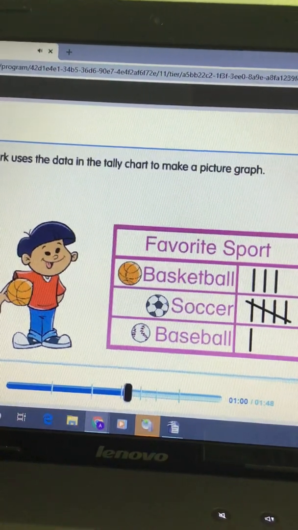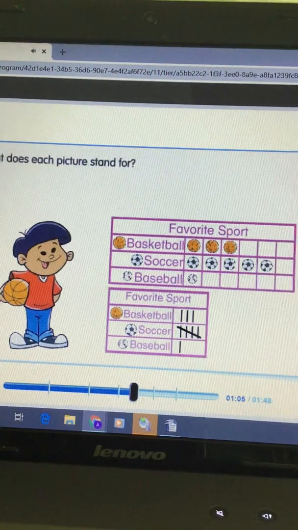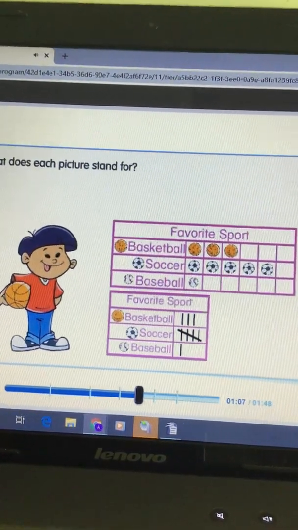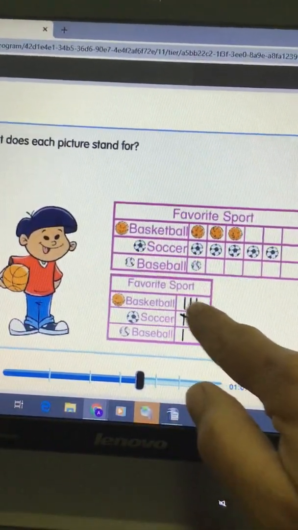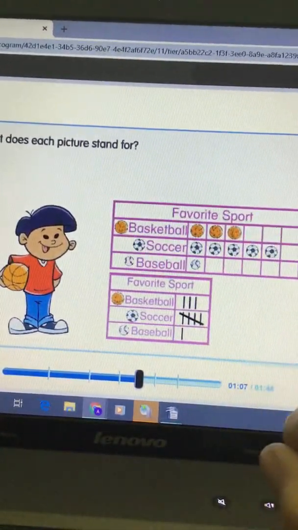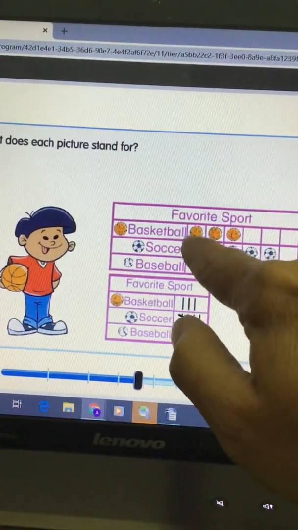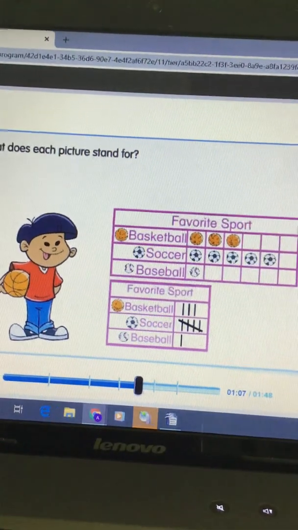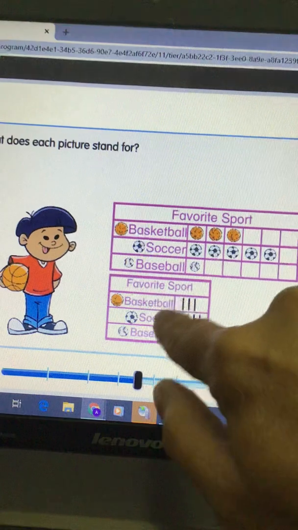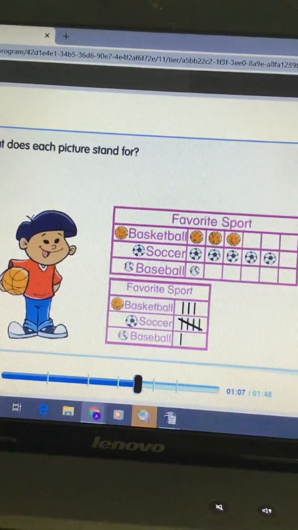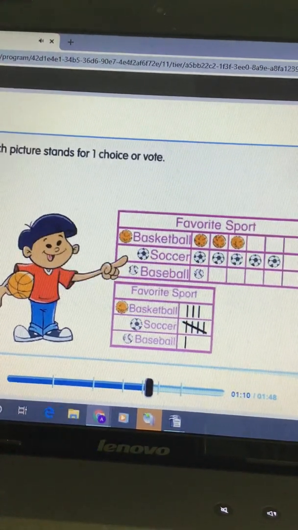Mark uses the data in the tally chart to make a picture graph. What does each picture stand for? Like we've been doing before, he took the answers from his tally chart and made them into a graph. So for the 3 people that chose basketballs, he put 1, 2, 3 basketballs. Each picture on the graph stands for each tally mark. Each tally mark stands for each person who chose something. Each picture stands for one choice or vote.